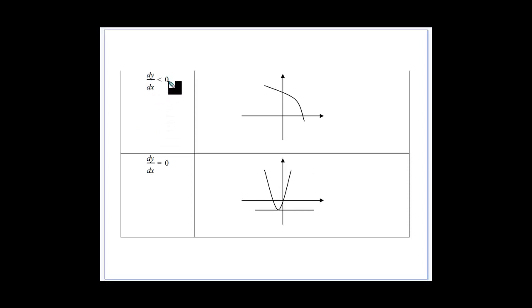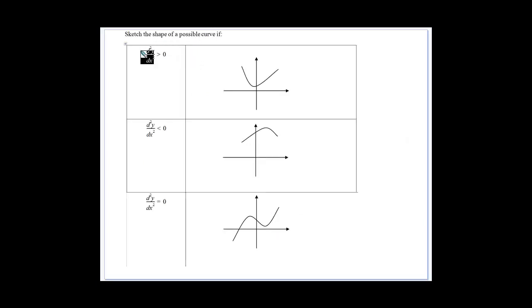Our first derivative, so our gradient, is less than 0, our curve's falling. And when our derivative is equal to 0, it's stationary. So we have that stationary point there at some point. Now, what about if our second derivative is greater than 0? Well, if it's greater than 0, it's concave up. So our curve there should have a positive second derivative at each point. Here, where our second derivative is less than 0, our curve will be concave down. So we know that that's what we're going to get.